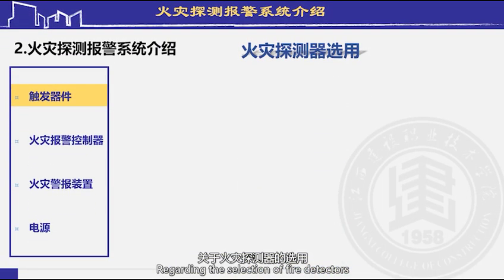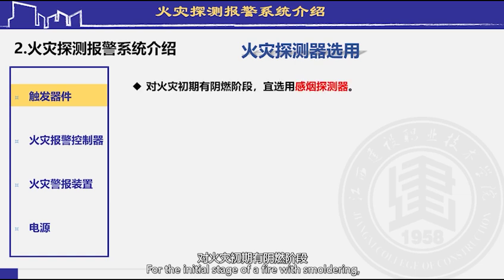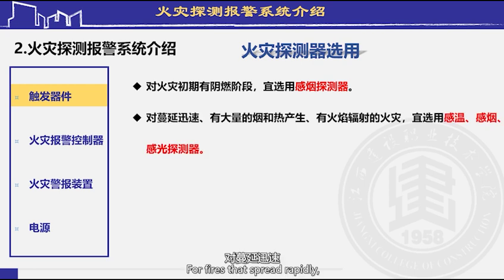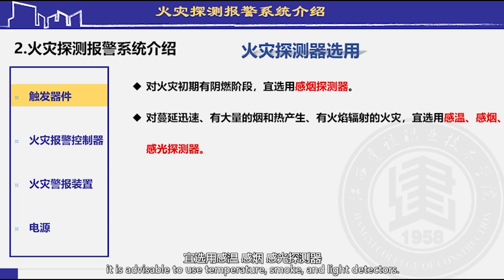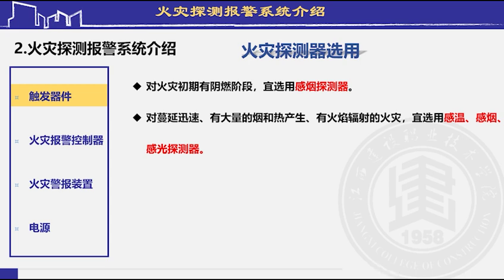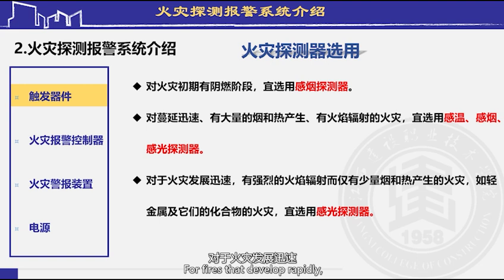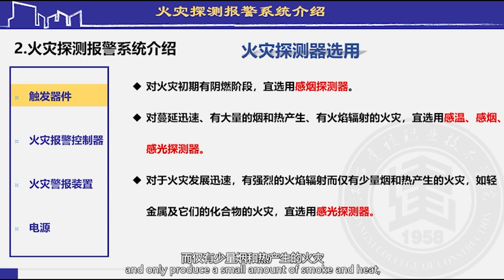Regarding the selection of fire detectors, for the initial stage of a fire with smoldering, it is advisable to use smoke detectors. For fires that spread rapidly, generate a large amount of smoke and heat, and emit flame radiation, it is advisable to use temperature, smoke, and light detectors. For fires that develop rapidly, have strong flame radiation, and only produce a small amount of smoke and heat, such as fires involving light metals and their compounds, photosensitive detectors should be selected.